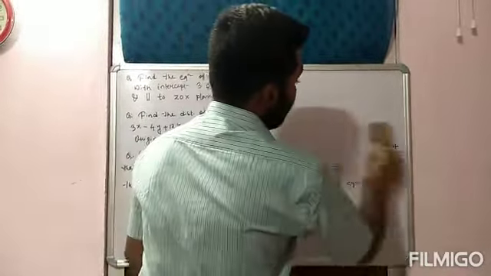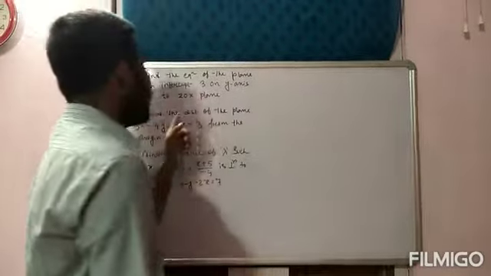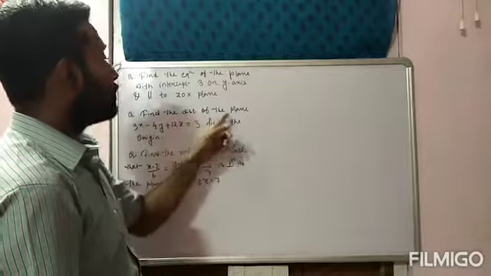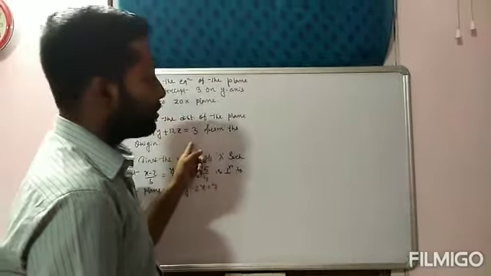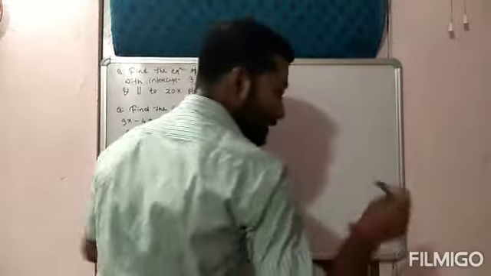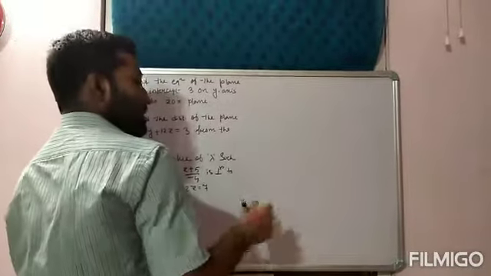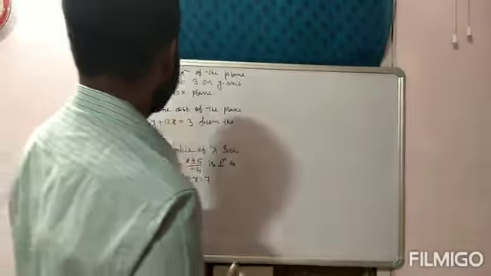Next question is, find the distance of the plane 3x minus 4y plus 12z equal to 3 from the origin. In the last class only I have given the formula. Just I have given the formula only. I have not discussed any question. So that's why I have given this question. You are asked to find the distance of the plane.